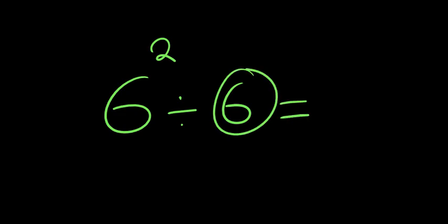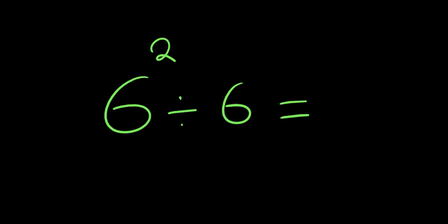Let's solve another question. Let's say you have 6 to the power 2 divided by 6. They haven't put anything for the power there. If they haven't put anything there, always assume a power of 1, because any number to the power 1 is itself. So always assume that the power is 1.